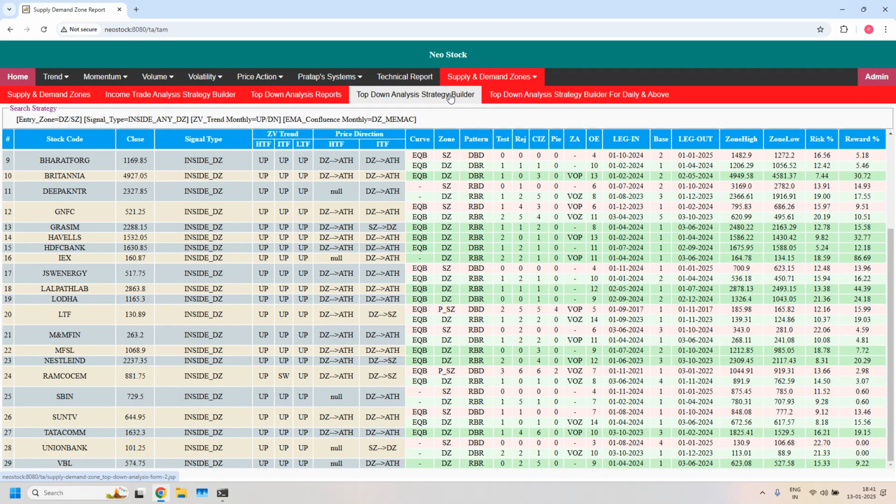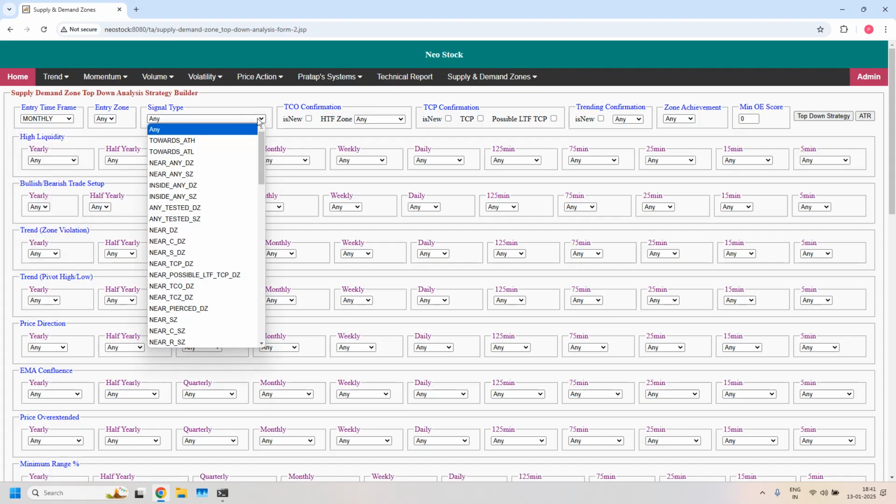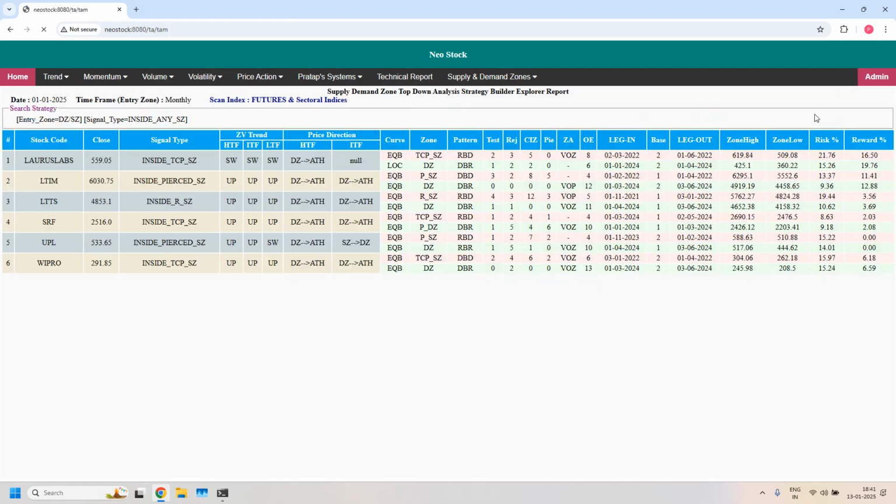Okay, next monthly time frame. Price closed inside the monthly supply zone. We got 6 stocks. Let's verify if any of these monthly supply zones have monthly EMA confluence.